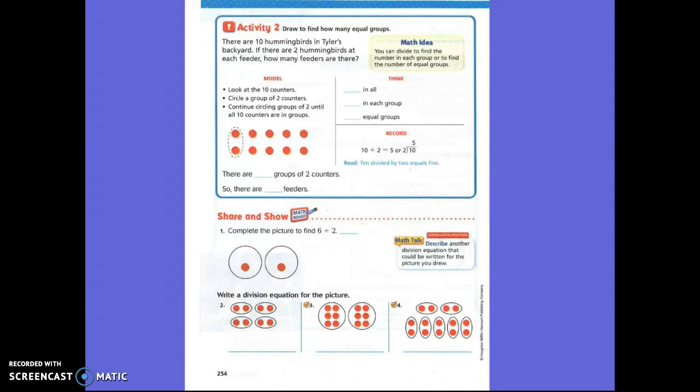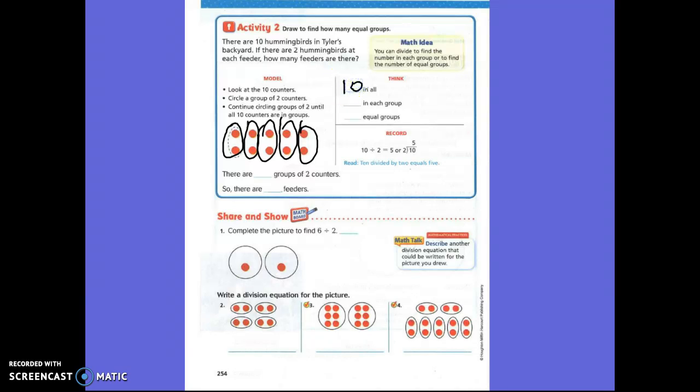So look at your 10 counters. Circle groups of 2 because you know there are 2 birds at each feeder. So there's 1 feeder. Continue circling groups of 2 until all 10 counters are in groups. Now there's 2 feeders, right? 3 feeders, 4 feeders, 5 feeders. How many total counters in all?